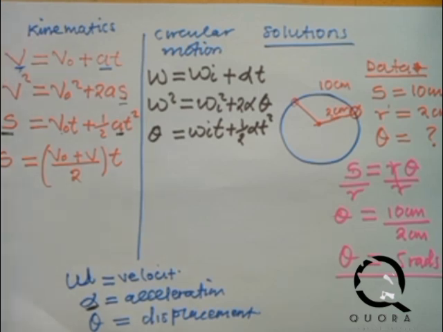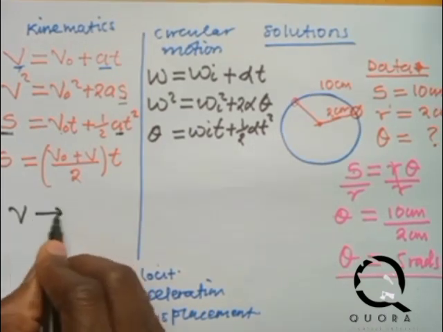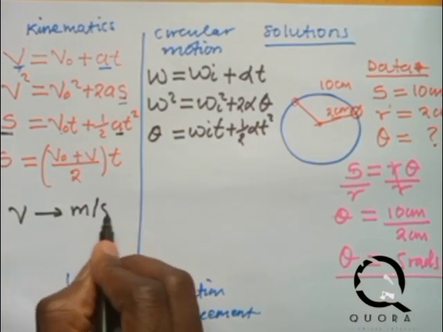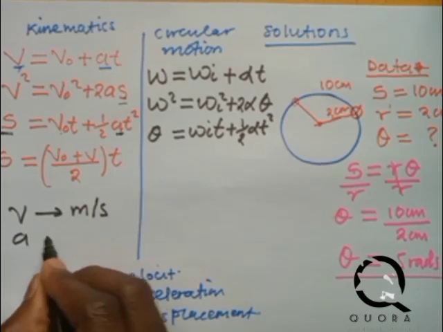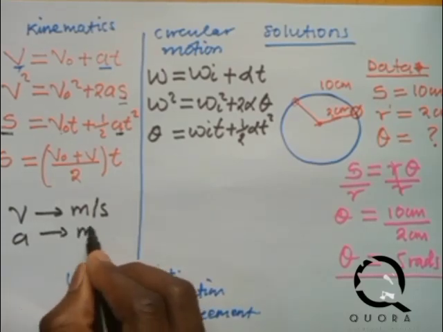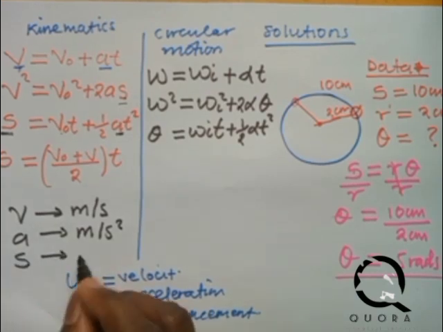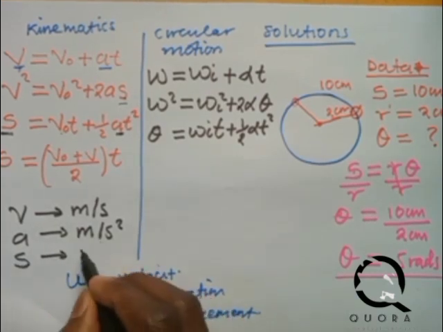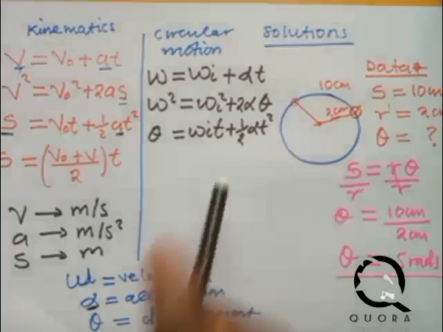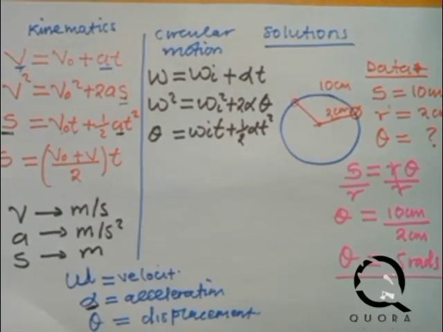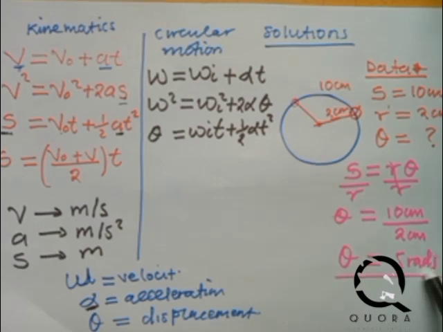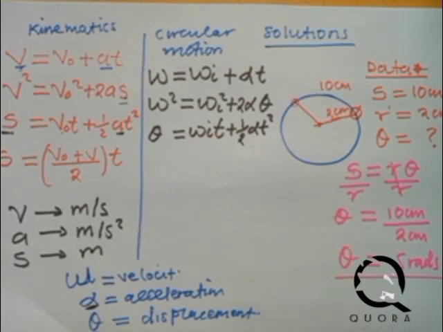What are the SI units for velocity at this moment of time? Under linear kinematics, velocity v is given in SI units as meters per second. Acceleration is given in meters per second squared. Displacement is given in meters. But here, displacement is measured in radians. Time will be the same.